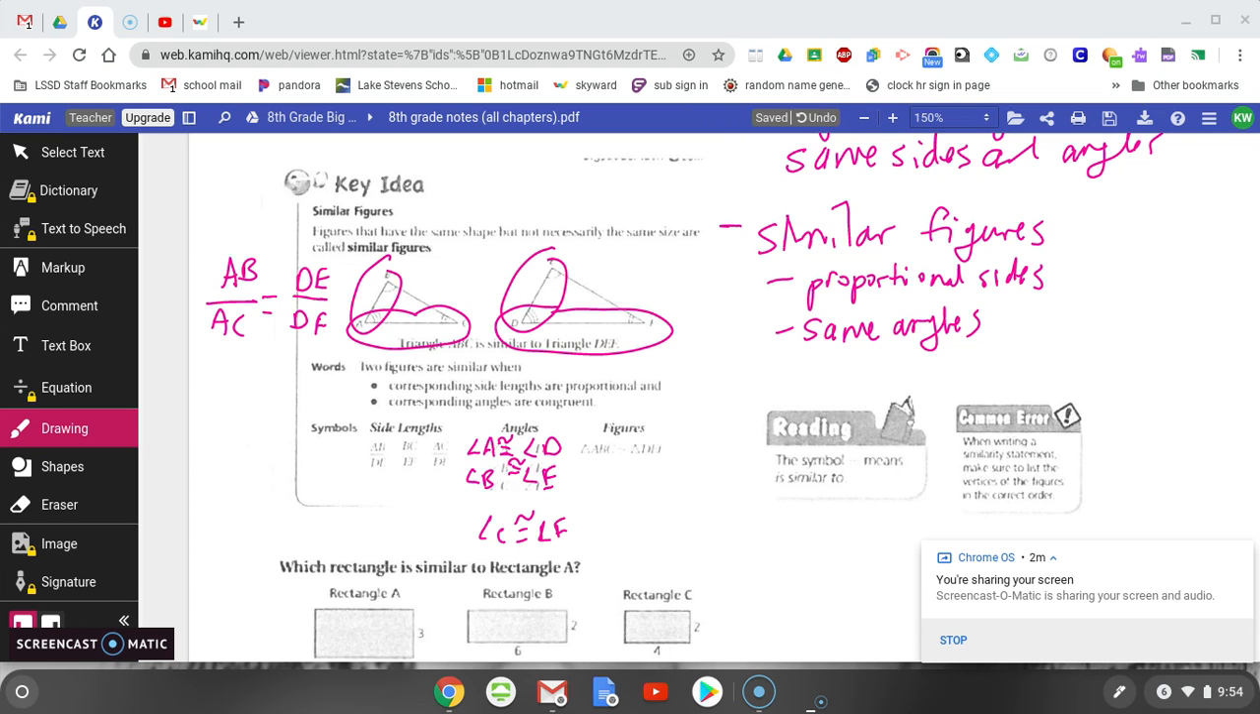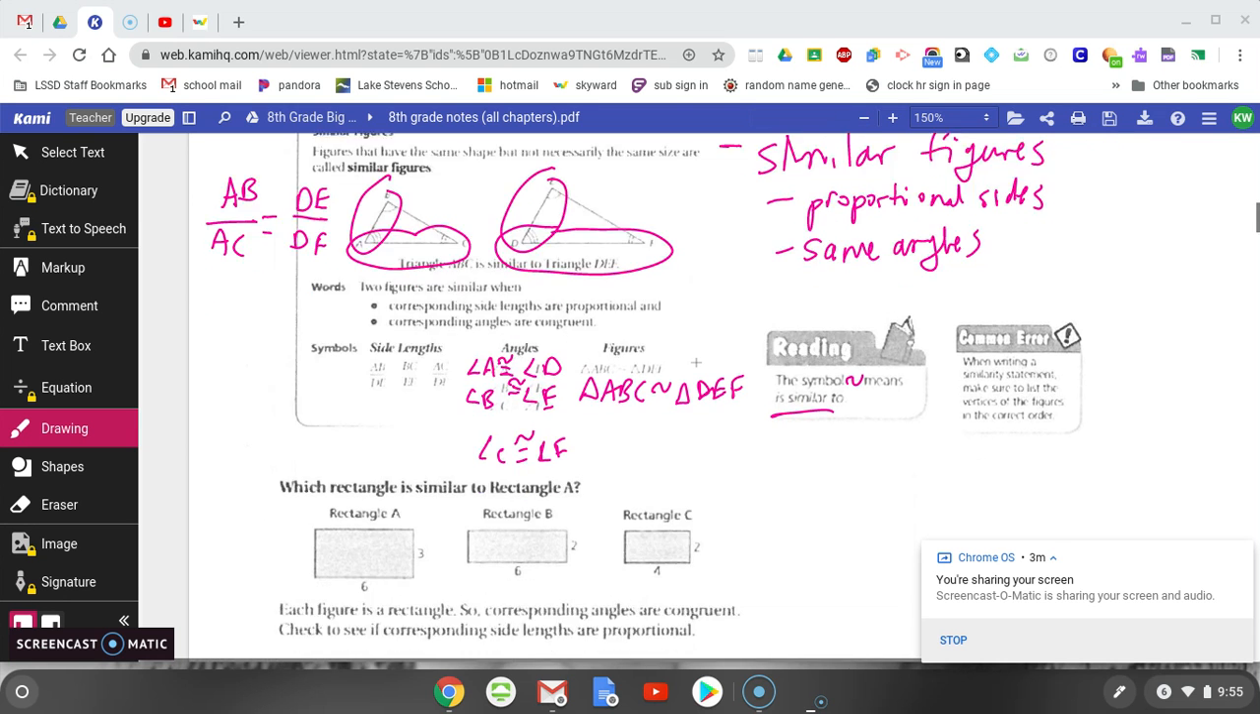So then how do we say that they are similar to each other? Well, this symbol means similar to. So we can say that triangle ABC is similar to triangle DEF. And again, I'm just rewriting that part that was already here because it showed up very faint on the screen. Okay, so a common error when writing a similarity statement: make sure to list the vertices of the figures in the correct order. So if I say A, then B, then C, I would have to say D, then E, then F. I can't say F, E, and D. They have to be listed in the same order to each other.